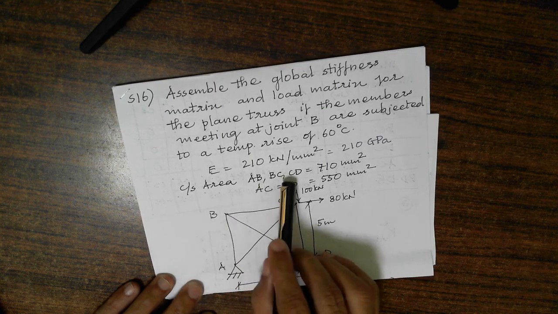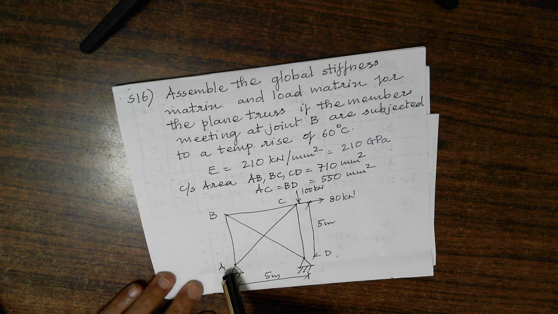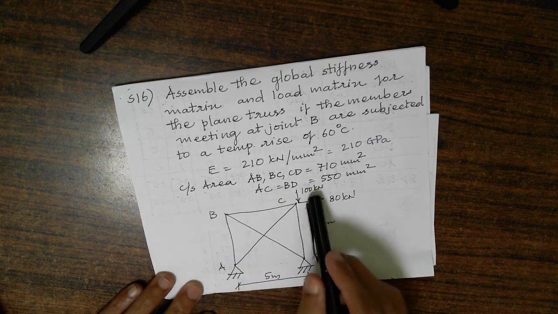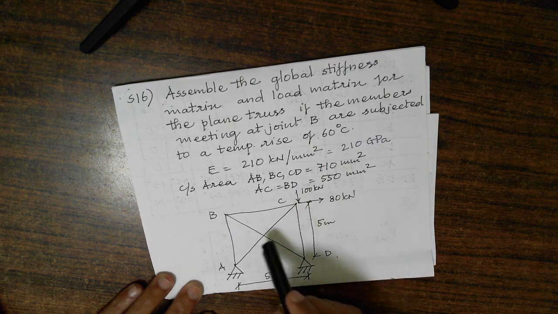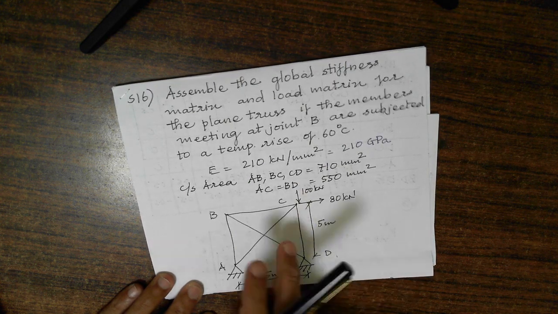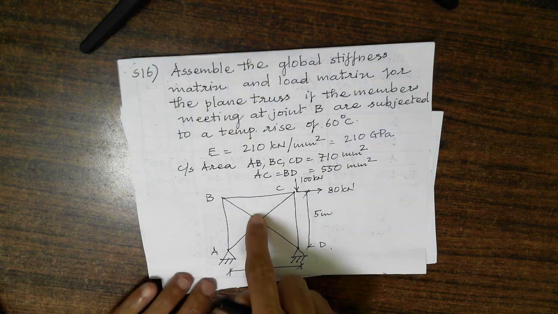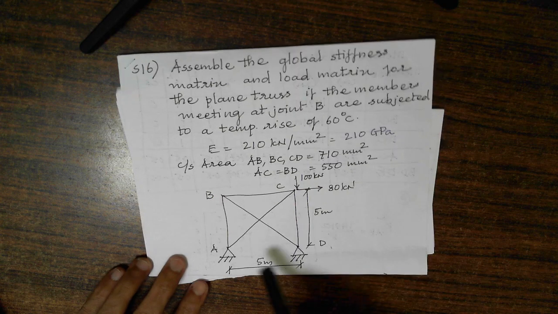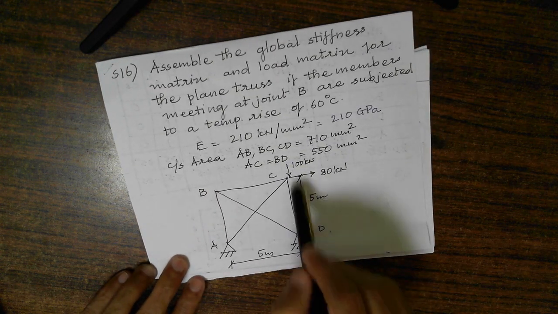The cross sectional area for AB, BC and CD is something different, and the cross sectional area for AC and BD is something different. There are 4 joints and there are 5 members, 1, 2, 3, 4 and 5. This is not to be considered as a joint. These are overlapping members, not jointed at this point. The length of AD and the length of BD and CD is 5 meters.